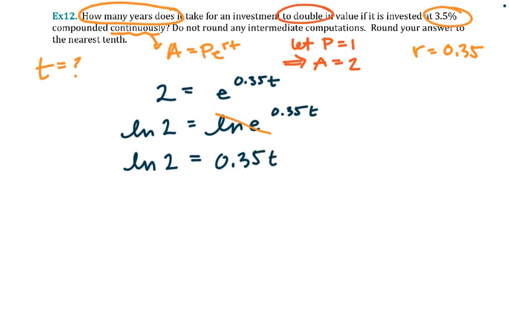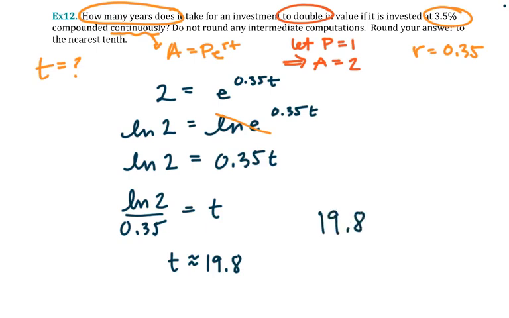And I can divide by 0.35 on both sides. The natural log of 2 over 0.35 equals t, which gives me my exact value, which I can type into my calculator. I'll end up with t is approximately 19.8. So we can say it will take 19.8 years for our investment to double if we invest it now in an account which pays 3.5% interest rate.